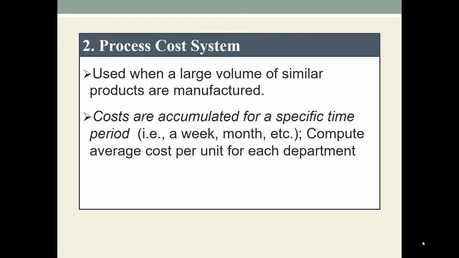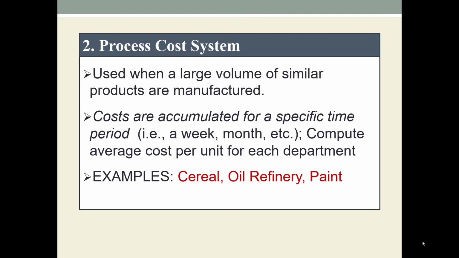Process costing is used when there's a large volume of similar products and we will accumulate costs for a specified time and then compute an average cost per unit for each department rather than each job. We'll study this in a later chapter. Examples: a cereal manufacturer, an oil refinery, or producer of paint. Now the paint, of course, this is talking about the base product paint, not the customized colors.